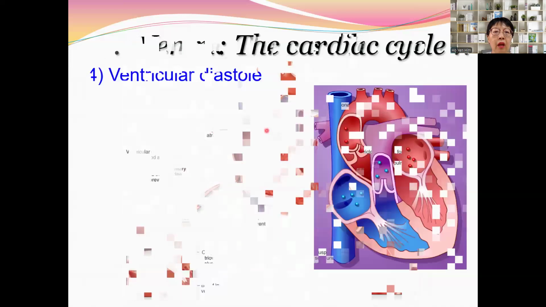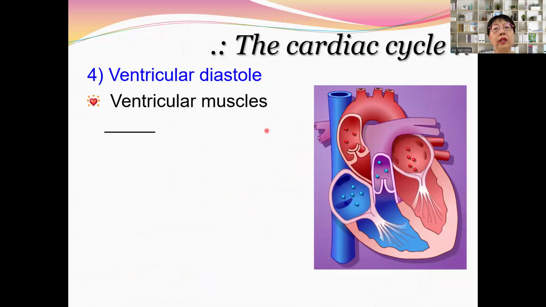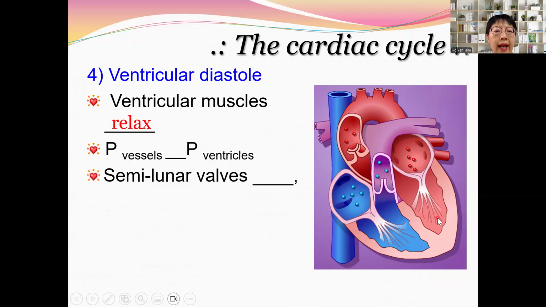Okay. So now we go to ventricular diastole. After ventricle systole is ventricle diastole. So what happened to the ventricle muscle? The ventricle muscles will relax. When you relax, what happened to the pressure in the vessel versus the ventricle? The pressure in the vessel, meaning the aorta here and the pulmonary artery, becomes higher than in the ventricle. So pressure here is higher than here. Pressure here is higher than here. So what happened to the semilunar valve? Open or close? Pressure top is higher than bottom. Close. So the semilunar valve will be closed.